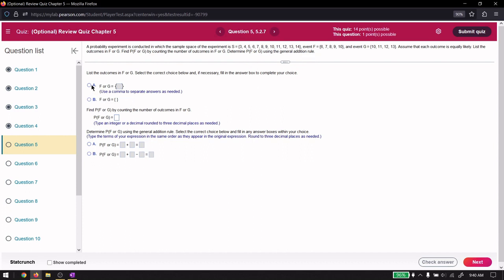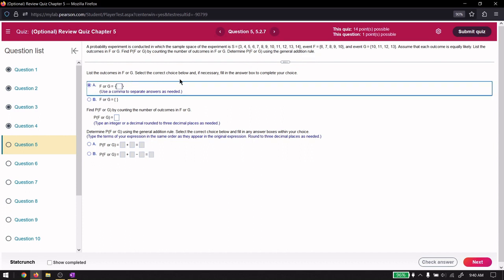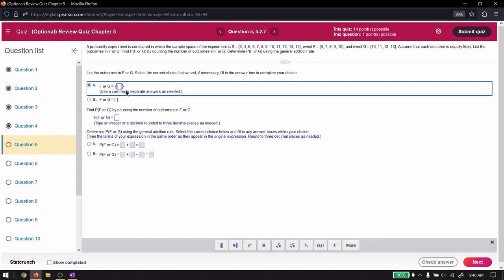So list the outcomes in F or G. It's going to be 6, 7, 8, 9, 10, 10, 11, 12, 13. The big thing here is that F and G both have 10, so you're not going to count that twice. It's 6, 7, 8, 9, 10. There's 5. We already counted 10, so then it's 11, 12, 13. There's 8 possibilities in F or G. So the outcomes are 6, 7, 8, 9, 10, 11, 12, and 13.